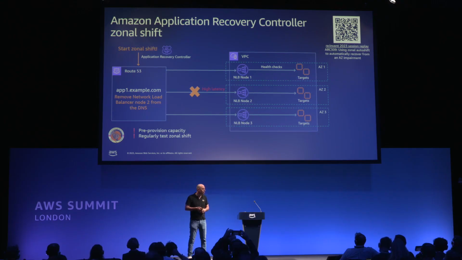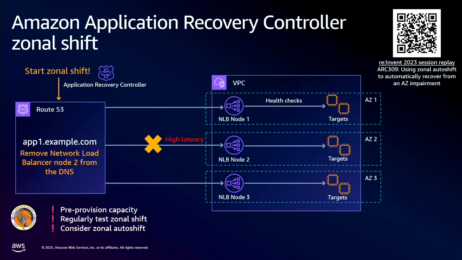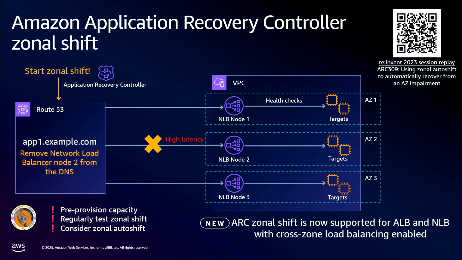And so it's good to pre-provision additional capacity in advance. Also, try to regularly test the feature. And what you can also do is to consider zonal autoshift. In this case, you as an AWS customer will delegate to AWS the responsibility to perform this zonal shift when there is an AZ impairment. Also good to know, and new from end of last year, Application Recovery Controller zonal shift is now supported for ALB and NLB with cross-zone load balancing enabled.